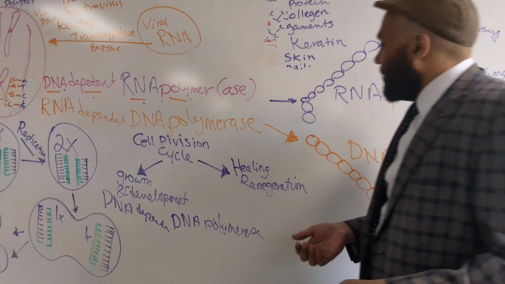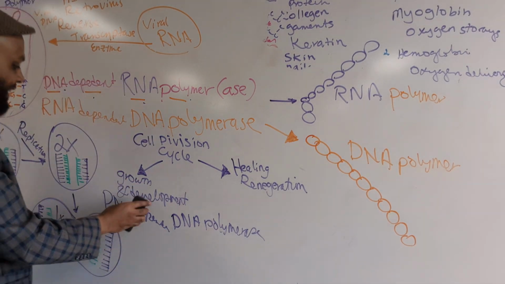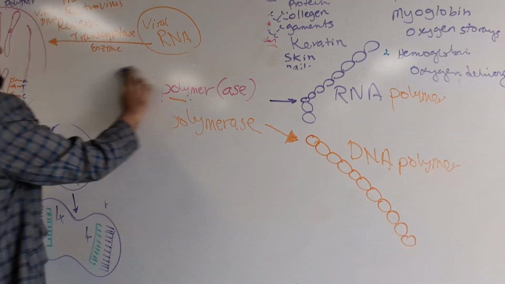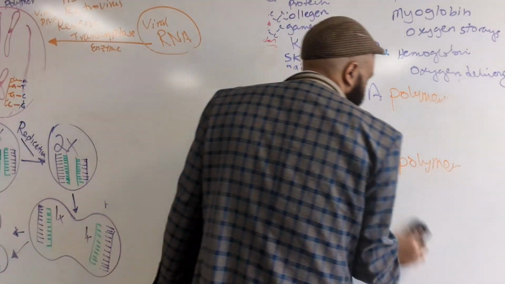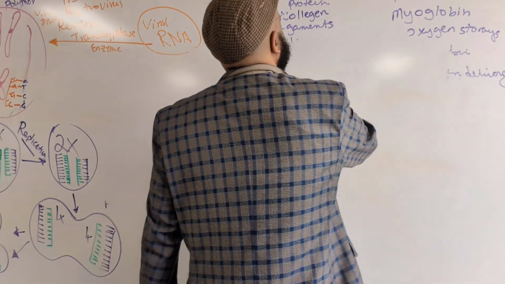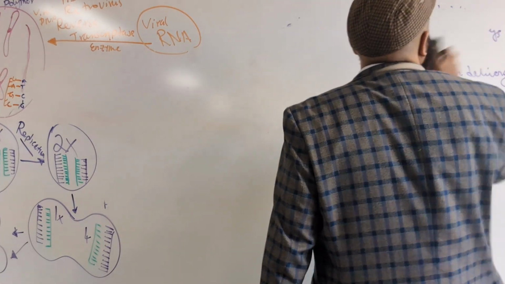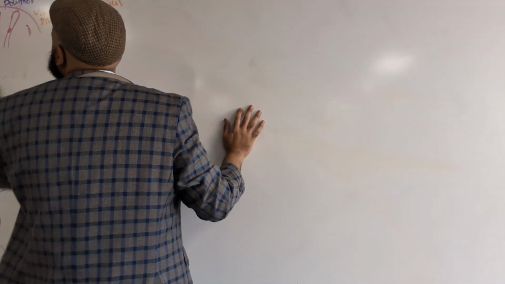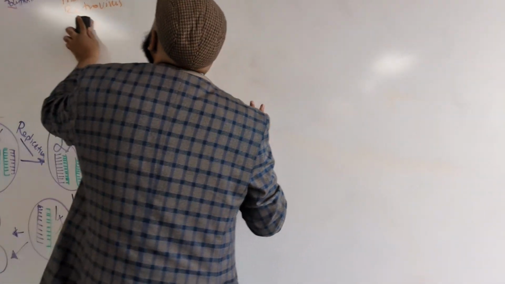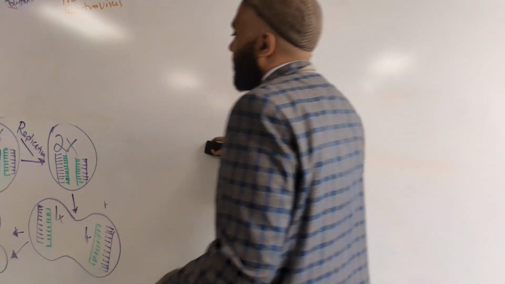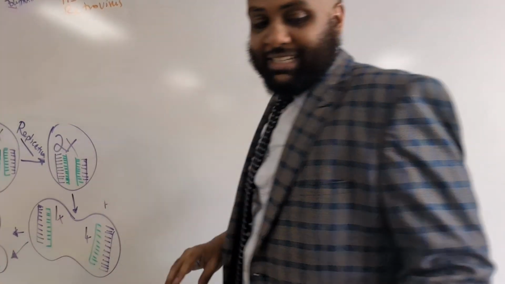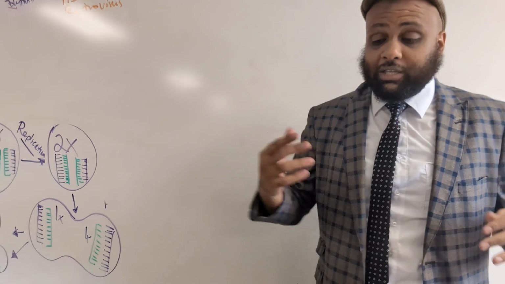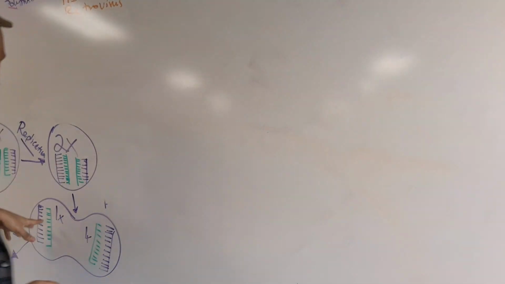Okay. So, for example, remember we said that if the cell wants to divide, it is for reasons such as healing, regeneration, and growth and development of a child who's growing up. I'm going to need to double my DNA.